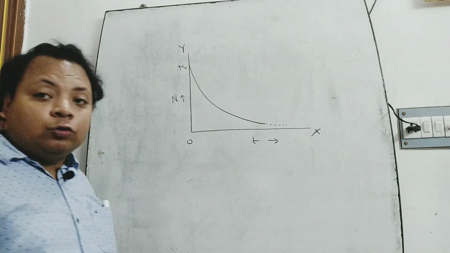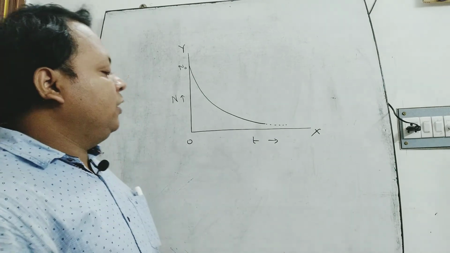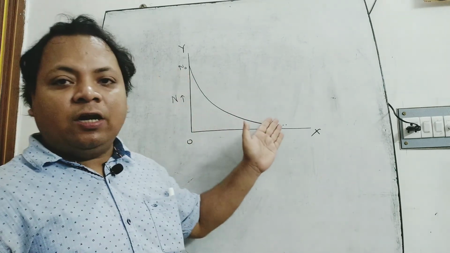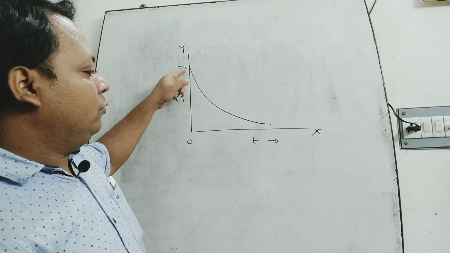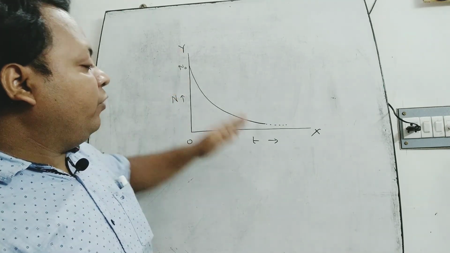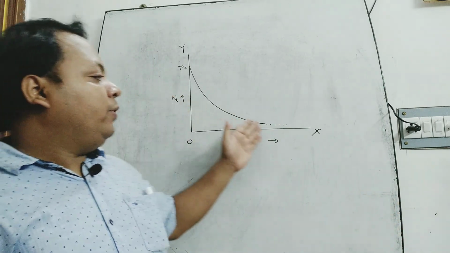This graph shows the variation of capital N with respect to time. This is the exponential graph: at time t is equal to 0, N is equal to N0. After infinite time, the value of N becomes 0.